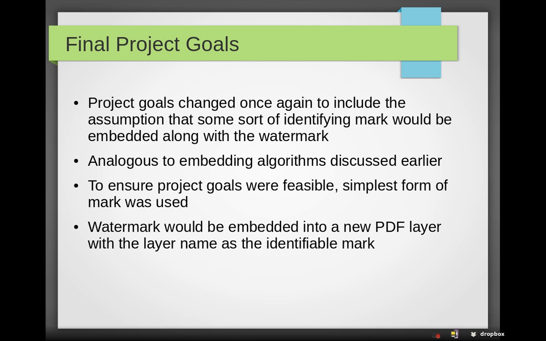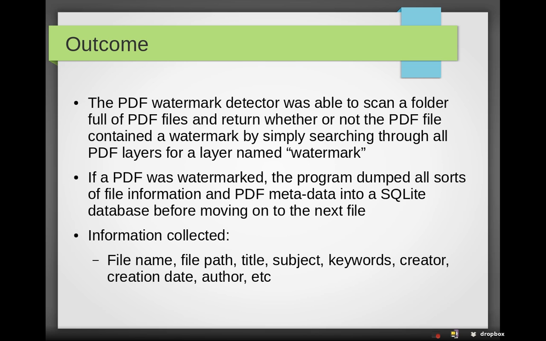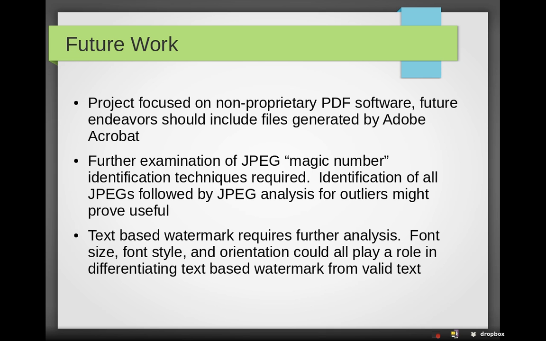So the outcome of the PDF watermark detector: the detector was able to scan a folder full of PDF files and return whether or not the PDF file contained a watermark by simply searching through all the PDF layers for a layer named watermark. If a PDF was watermarked, the program dumped out all sorts of file information and PDF metadata into a SQLite database before moving on to the next file. And so the information that I collected is file name, file path, title, subject, keywords, creator, creation date, author, etc.